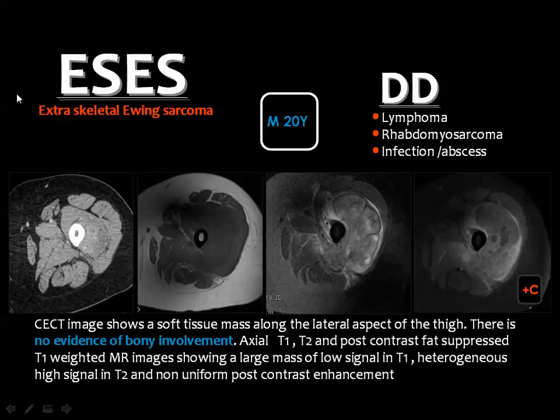The differential diagnosis of extraskeletal Ewing sarcoma include lymphoma, rhabdomyosarcoma. Sometimes some of the infectious lesions and abscesses may show similar findings.